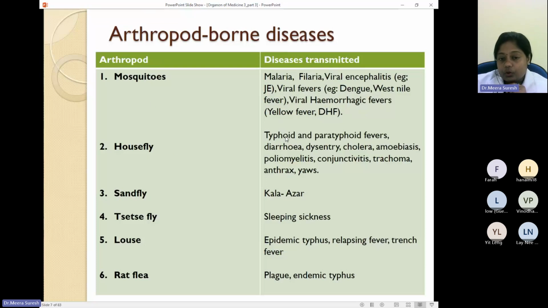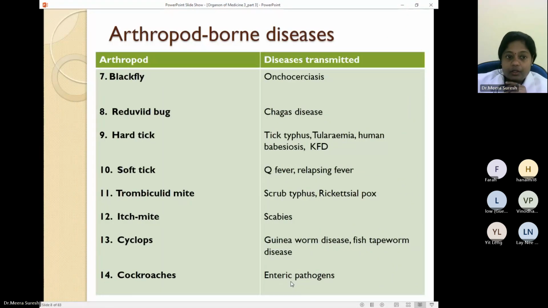And the housefly mostly causes typhoid and paratyphoid fevers, diarrhea, dysentery, cholera, amoebiasis, poliomyelitis, even conjunctivitis. Remember the housefly causing conjunctivitis, trachoma, anthrax, and also yaws. Sandfly, which causes kala-azar. Tsetse fly, which causes sleeping sickness. Lice or louse, which causes epidemic typhus, relapsing fever, trench fever. Rat flea, it causes plague and endemic typhus.